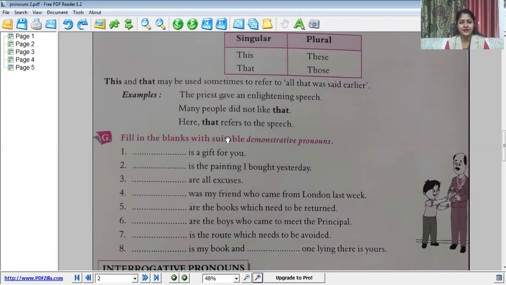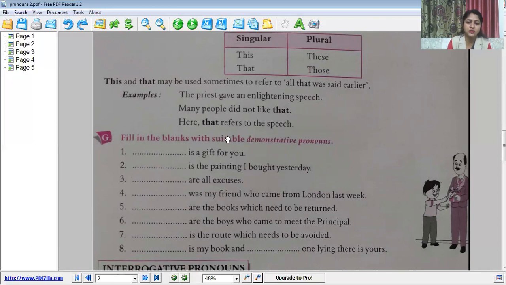No worries. Okay. Now, dash was my friend who came from London last week. This was my friend who came from London last week. Dash are the books which need to be returned. These are the books which need to be returned. And if you're pointing out, like supposing you and I are having a conversation and those books are kept far off, those are the books which need to be returned. It's fairly right. Okay, pointing words.